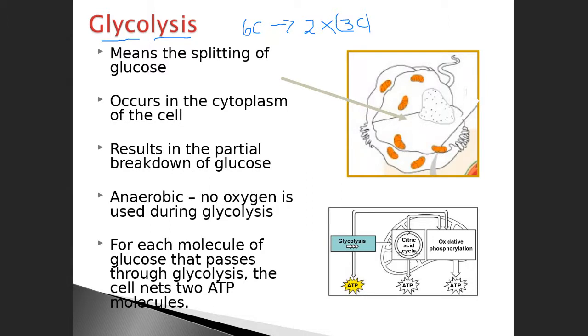Glycolysis converts glucose into 2 3-carbon molecules. And what are those 3-carbon molecules called? Pyruvic acid. Good. And how many ATP are made total in glycolysis? 4. Very good. So if the cell used 2 to get started, it made 4. How much ATP did the cell net?